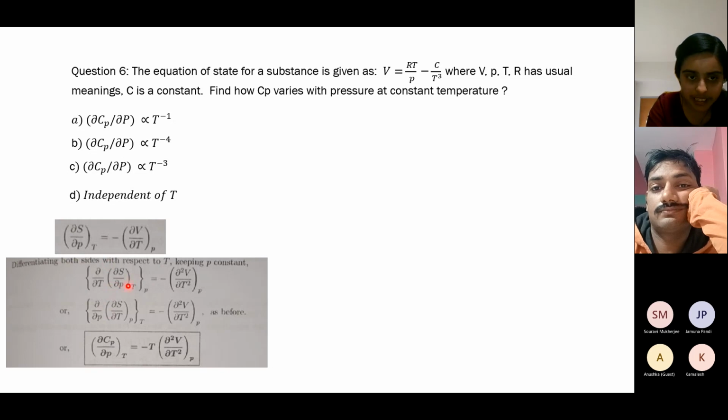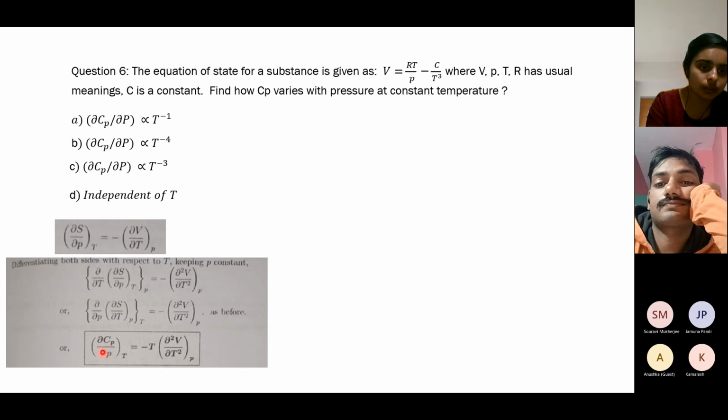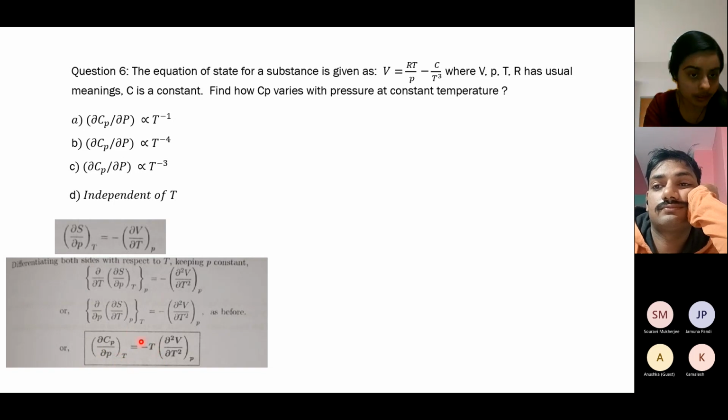Now, here you have to remember that S is again a state function, so it's an exact differential. This is the property of exact differentials, which everyone should remember: the order of differentiation does not matter. So here it was del T of del S del P. You can change it to del P of del S del T. And then you can replace this term here by Cp. This relation is very important because it tells us how the specific heat at constant pressure changes with pressure during an isothermal process.